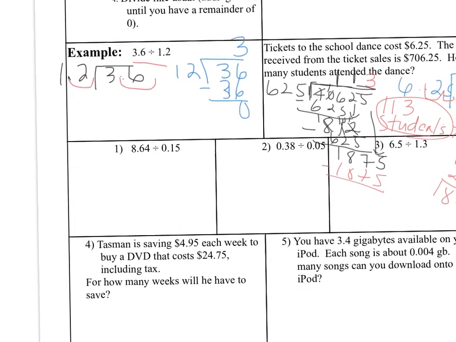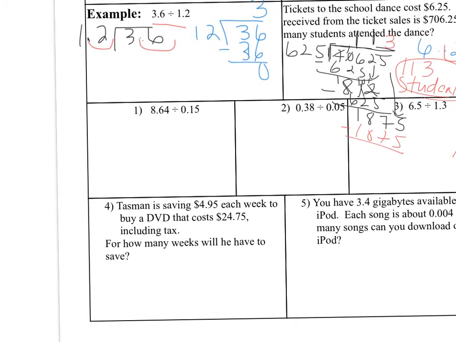All right, so number 1, 8 and 64 hundredths divided by 15 hundredths. Okay, so 864 hundredths goes in my box. 15 hundredths goes outside. Remember, I'm going to move my decimal in my divisor twice, so I'm going to move it in the dividend twice. Okay. I can rewrite this as 15 into 864.